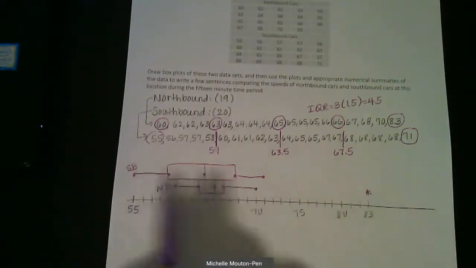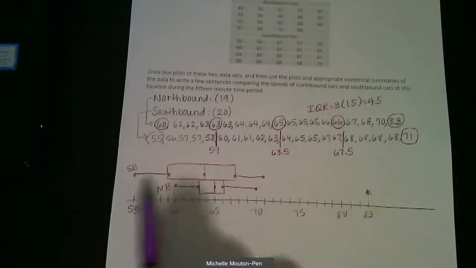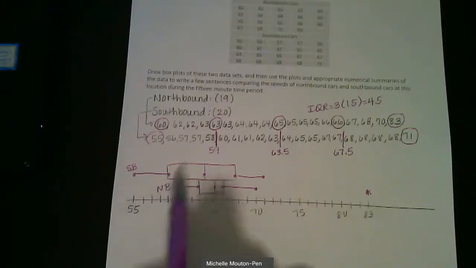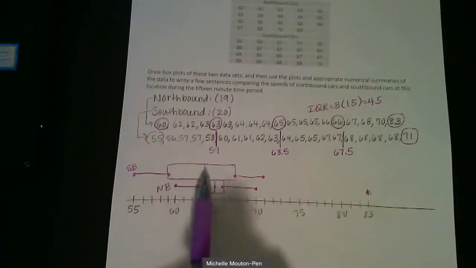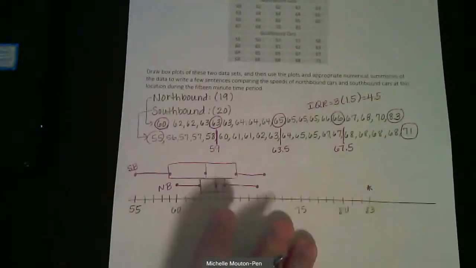So just remember, this right here says basically that 25% of the cars were traveling at a speed between 58 and 59 miles an hour. And then 25% of the cars were traveling between 59 and 63.5 miles an hour. And so all of this is broken down into 25%. Okay? All right.